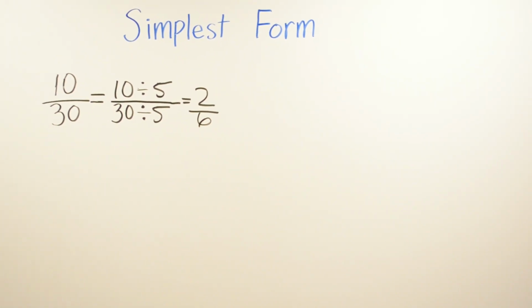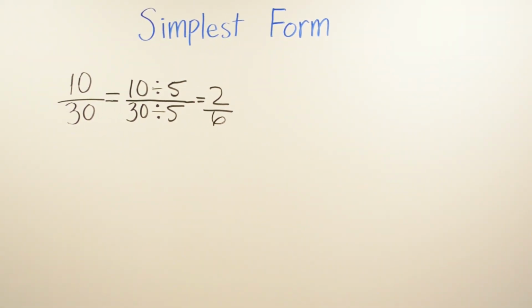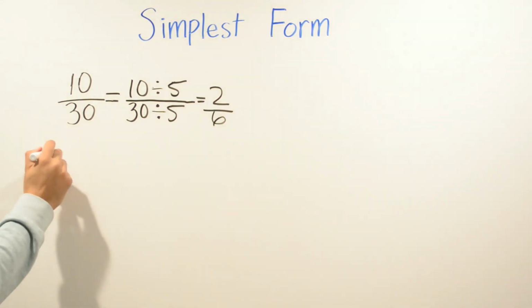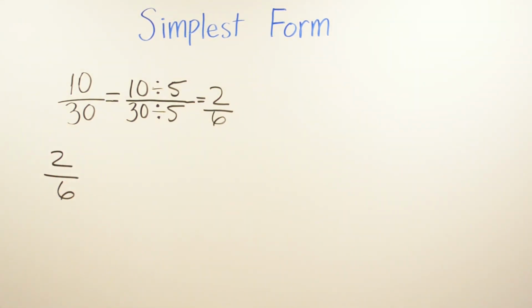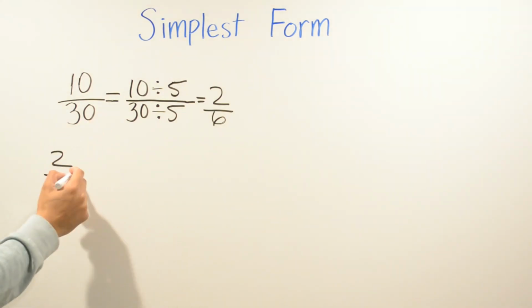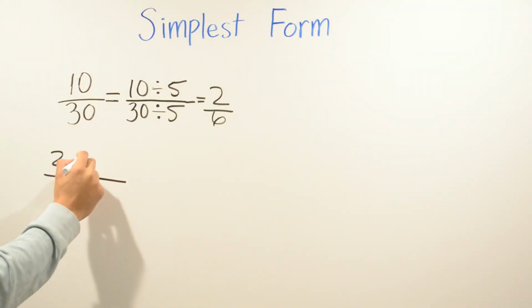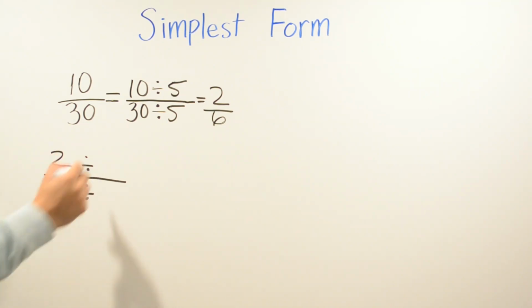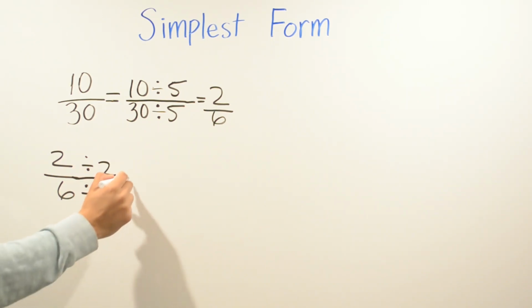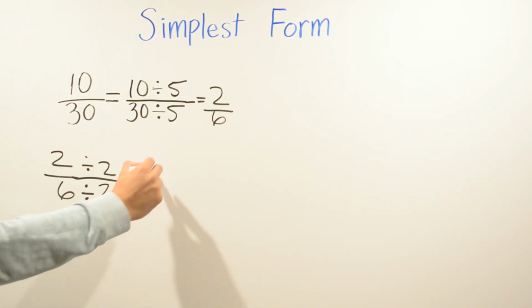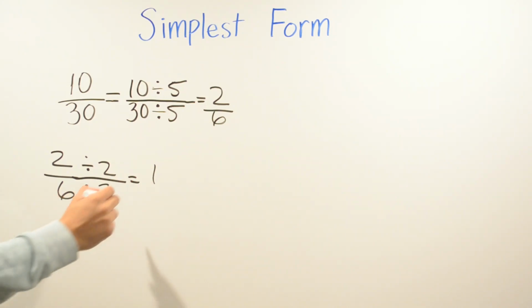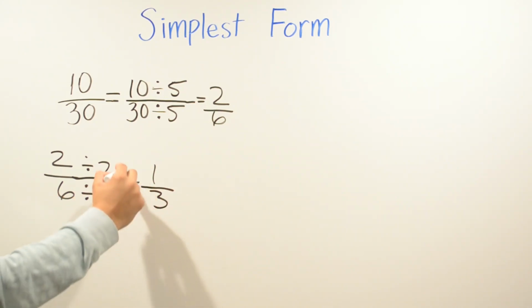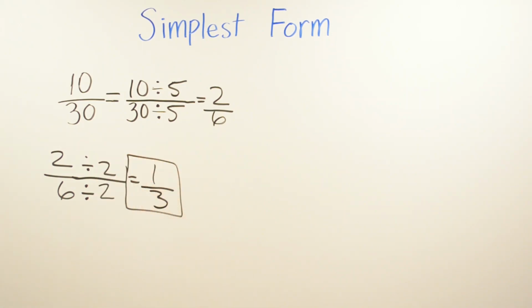Okay? But that's not the simplest form, because we can still reduce that 2 over 6. So you can put 2 over 6 and then see which number can simplify both. Right away I know that 2 goes into both of these, so I can simplify by 2 as well. So 2 goes into 2 1 time, and 2 goes into 6 3 times. You cannot simplify any more, so your simplest form for 10 over 30 is going to be 1/3.